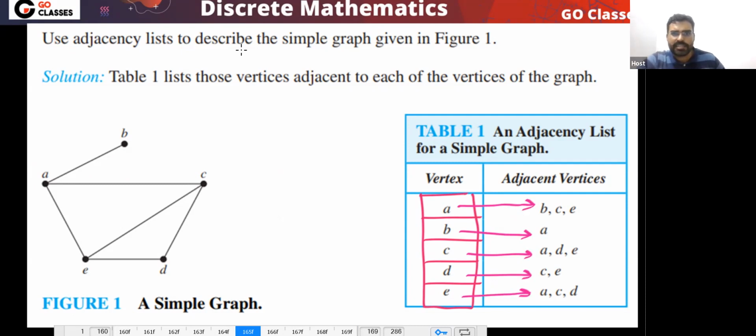So you can notice A is adjacent to B, C, E. B is adjacent to A. C is adjacent to A, E, D. E is adjacent to A, C, D. And D is adjacent to E, C. Is it clear? Adjacency list. Very simple. For every vertex, you create one array entry and just put the vertices which are adjacent in a list.